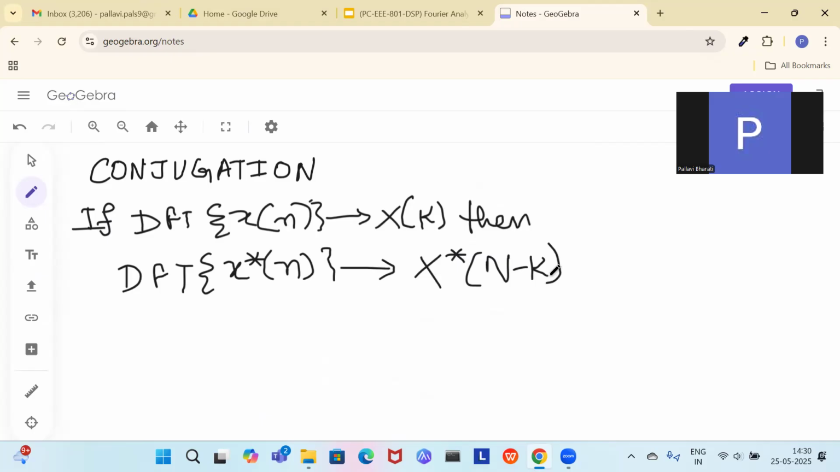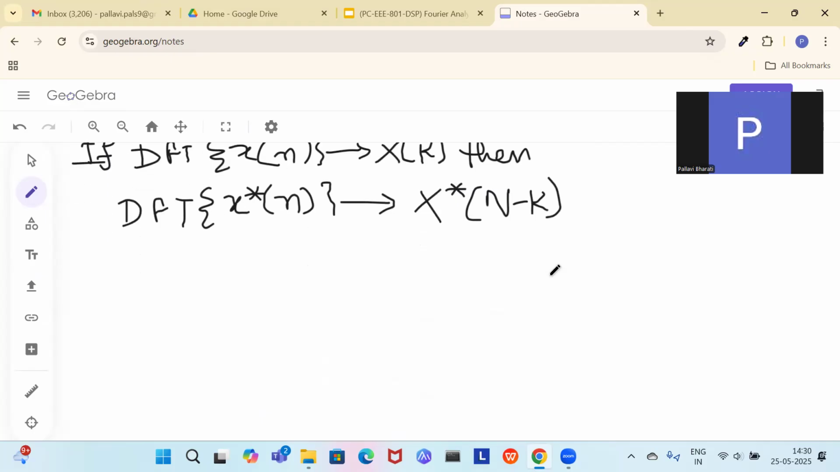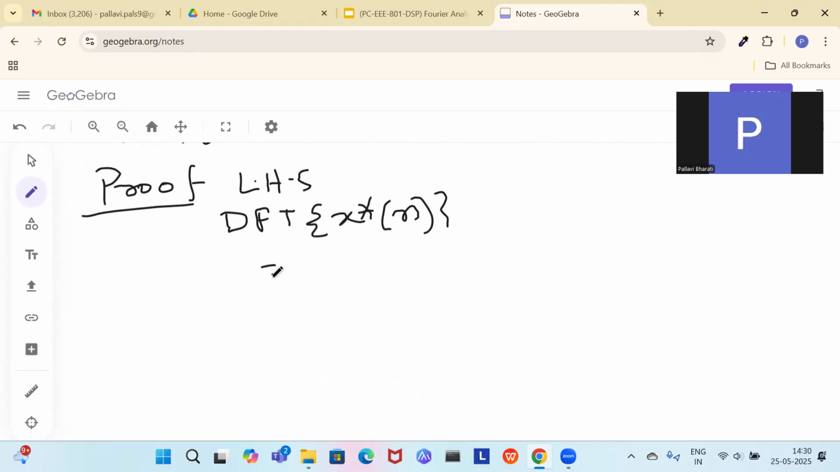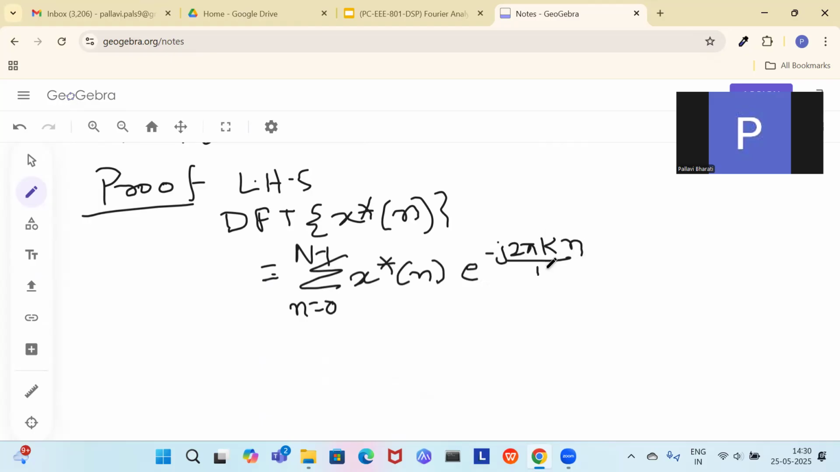Now let us start to prove this. Again, we'll go by the same method. The method will be this. We will start with the left-hand side, which is given as DFT of x star n. We will write the formula for this, which will be the same as the DFT formula. Small n equals to 0 to capital N minus 1. Now the signal for us is x star n. So x star n e to the power minus j2 pi k n by capital N.